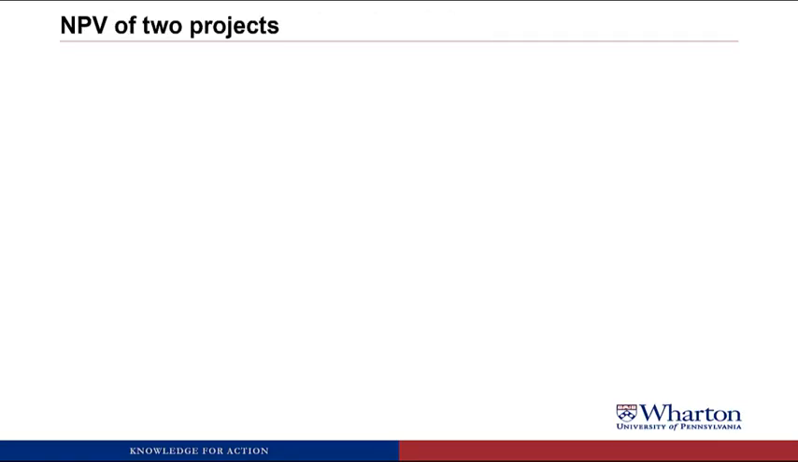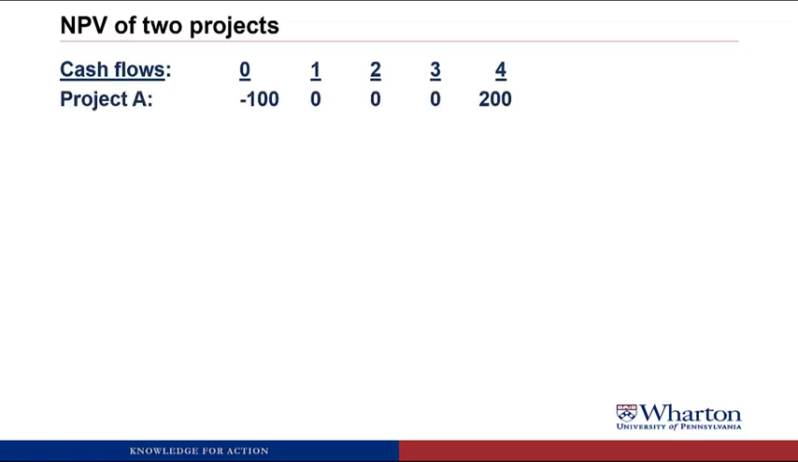So here's the example. Let's say we have a 4-year horizon and 2 projects. So project A, we invest $100 today. We don't get any cash that comes in for year 1, year 2, or year 3. And then in year 4, we receive $200 cash. So we're investing $100 today with the hope of getting $200 back 4 years from now.